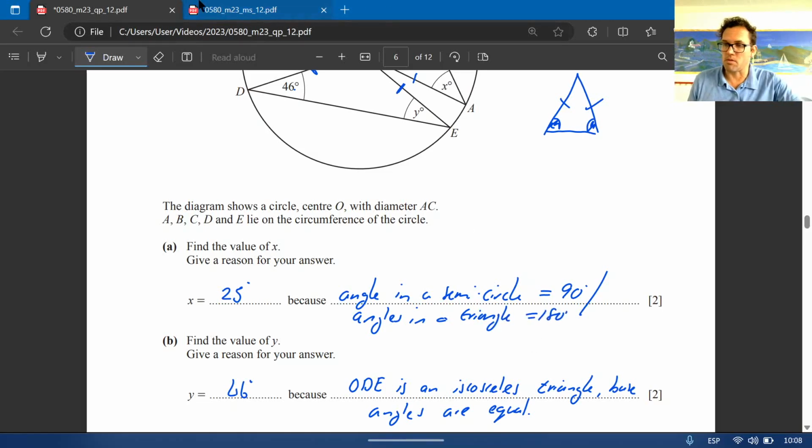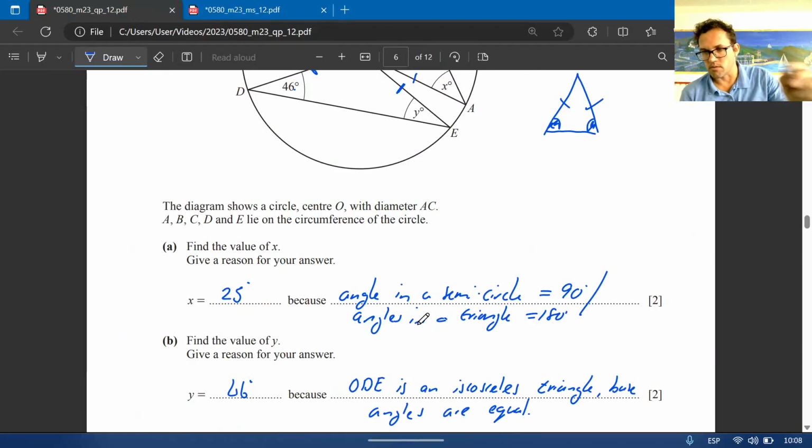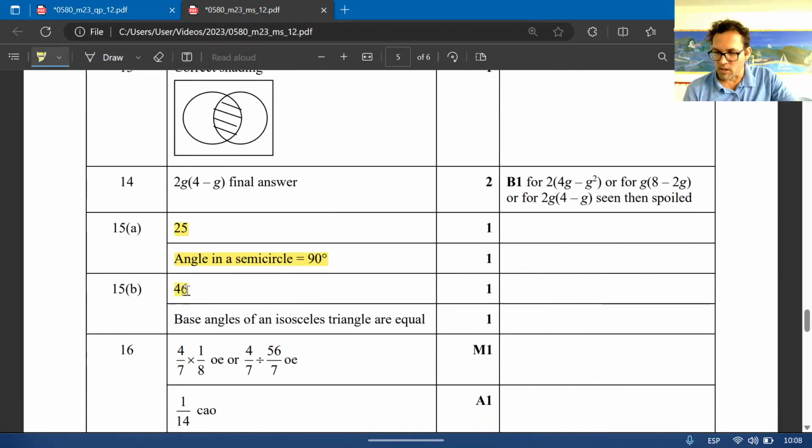Let's see what the mark scheme says, right? Because I've written a lot of stuff, and let's see what's really important. My red pen. Yeah, okay. 25, got it right. Angle in a semicircle is 90. So if it was a real exam, 1 mark there. Angle in a semicircle, I've got it exactly right, huh? Must have done this before. 46, base angles of an isosceles triangle are equal.